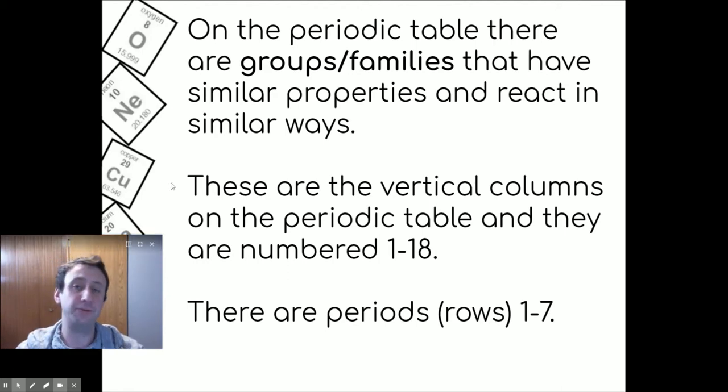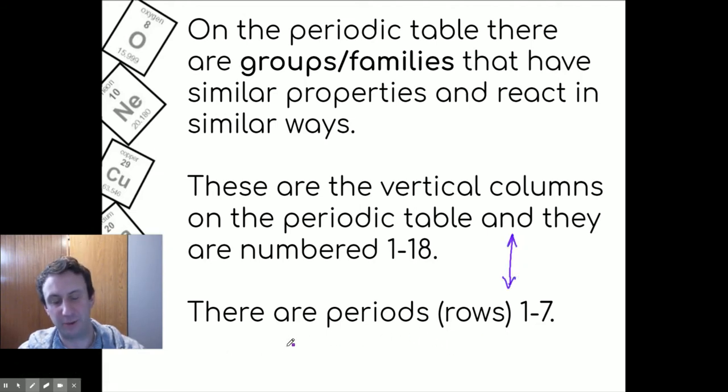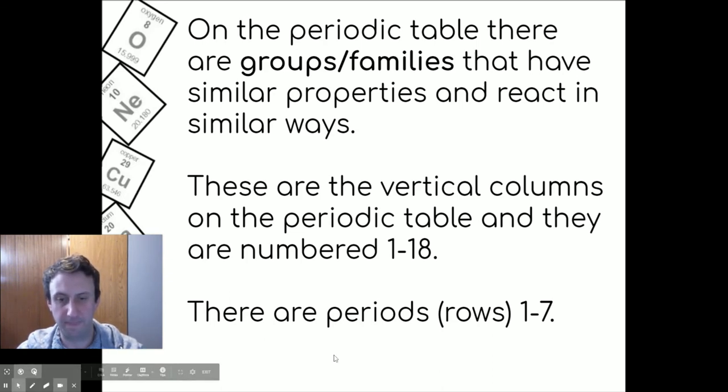Okay, so these vertical columns are essentially the groups, and they are labeled 1 to 18. And then we also have the rows, which, don't think about rows in a classroom, but instead rows are horizontal. So let's kind of get our pen out here. When I talk about vertical columns, vertical is my up and down, yes. And then when I talk about rows and periods, that's my side to side. So you will see this when we take a look at the periodic table on the next slide.